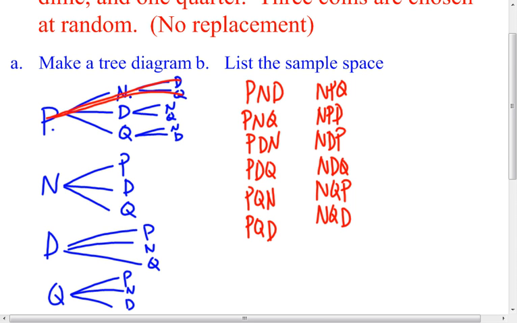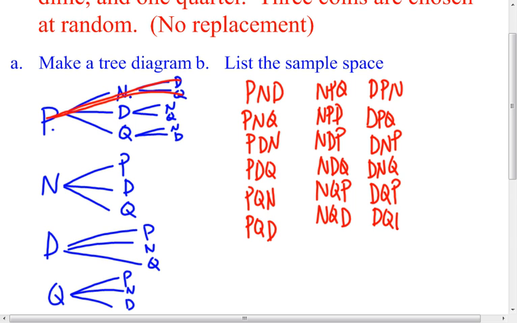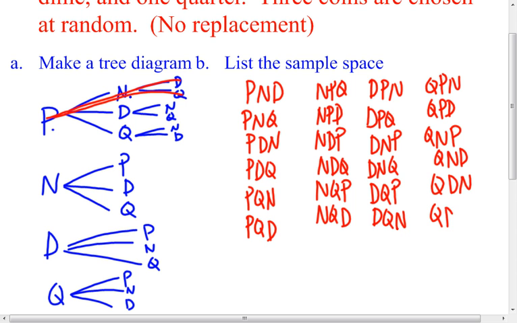Moving on to the dimes first. Dime, penny, nickel, dime, penny, quarter, dime, nickel, penny, dime, nickel, quarter, dime, quarter, penny, dime, quarter, nickel. And then lastly, the quarters first. Quarter, penny, nickel, quarter, penny, dime, quarter, nickel, penny, quarter, nickel, dime, quarter, dime, nickel, and quarter, dime, penny. Okay, I think I've got them all there.